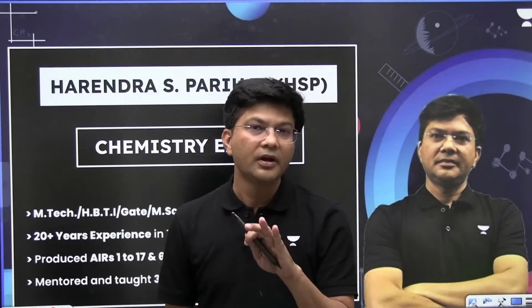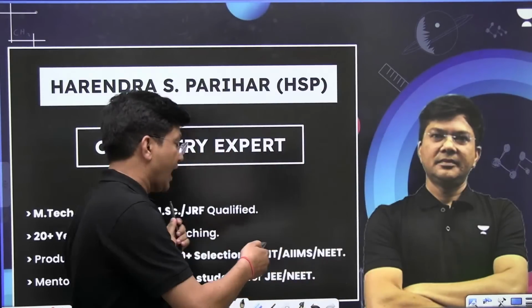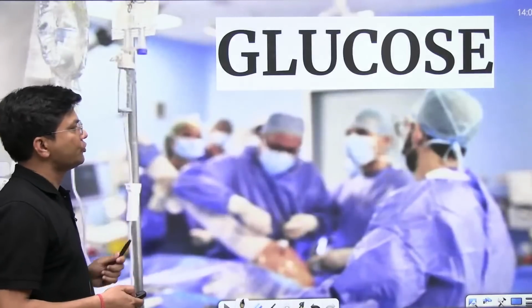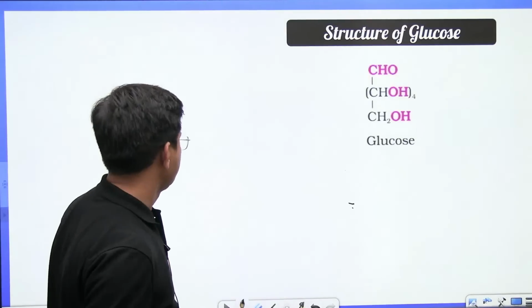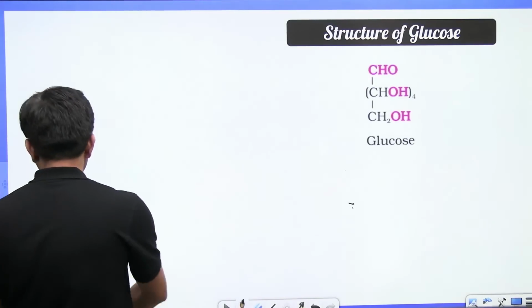But my dear student, let me tell you, this chapter is very important. Glucose is the backbone of this chapter. Let me tell you each and everything from the very starting about the glucose, then the disaccharides, then the polysaccharides. I will let you know each and everything from the very basic. My dear students, this is the structure of glucose. But let me come to this structure.